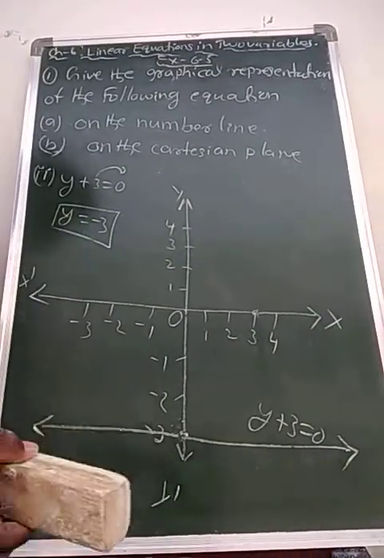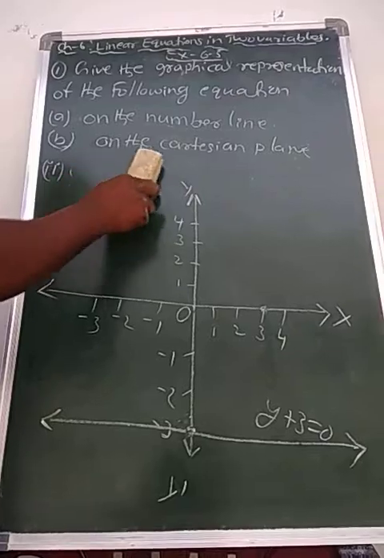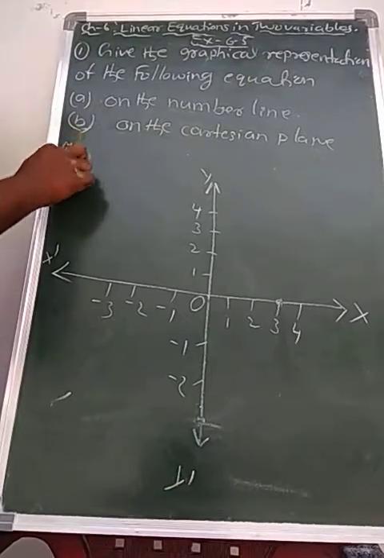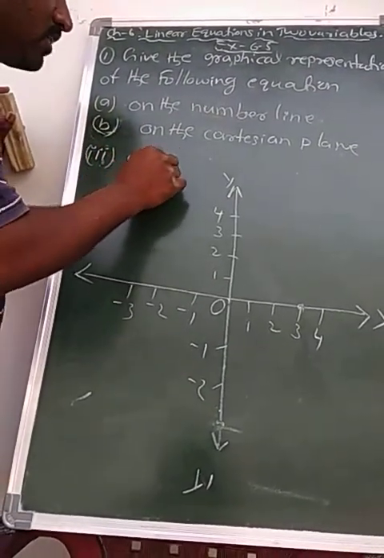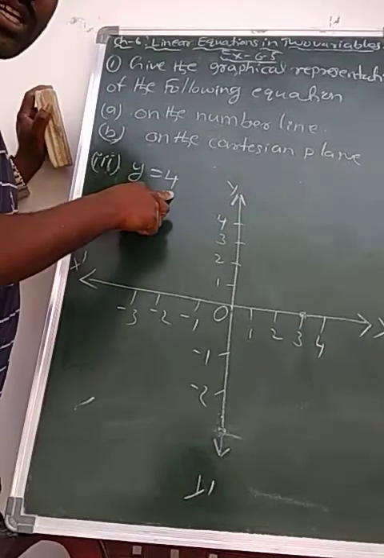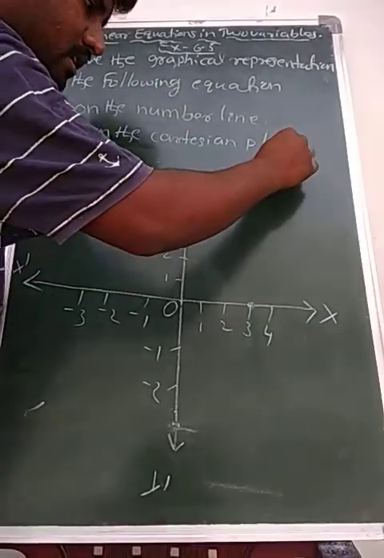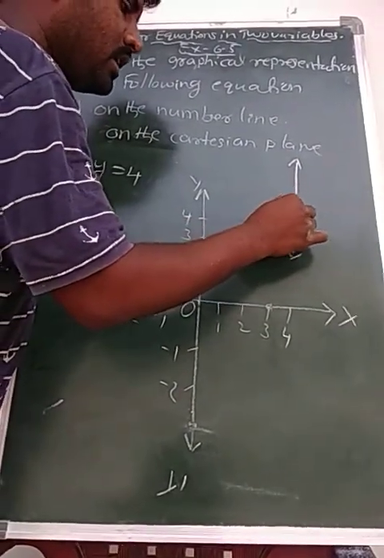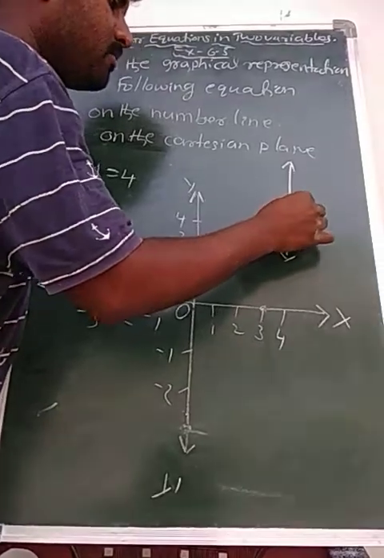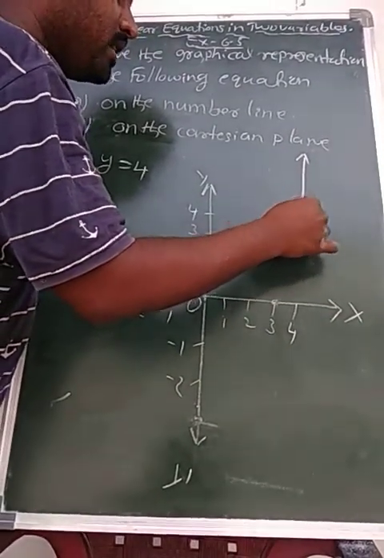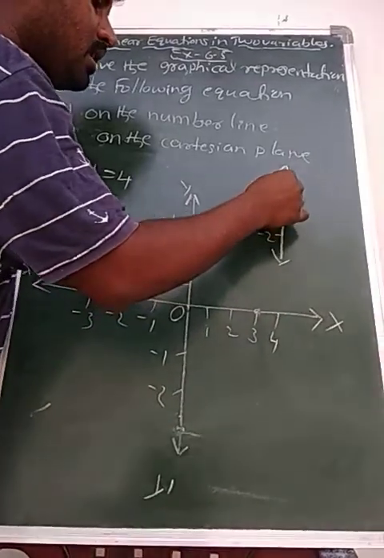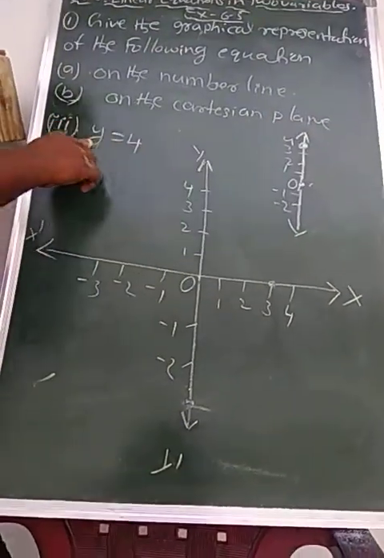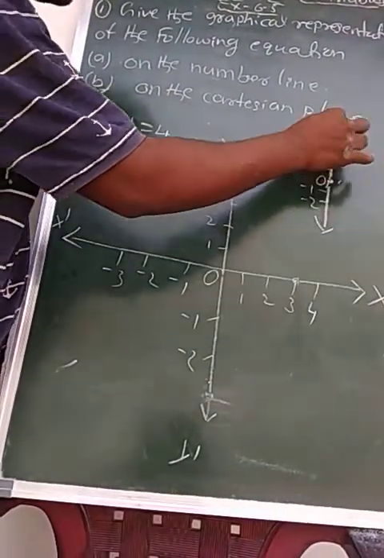Now see the other question. In that the third question is given: y is equals to 4. y is equals to what? 4. Again draw a number line like this. From 0 downwards -1, -2 like that. Upside 1 2 3 4. So y is equals to what? 4. అంటే on the number line we can represent like this.